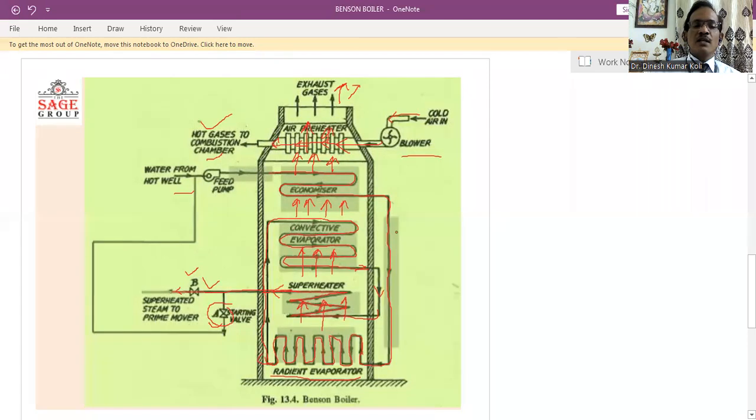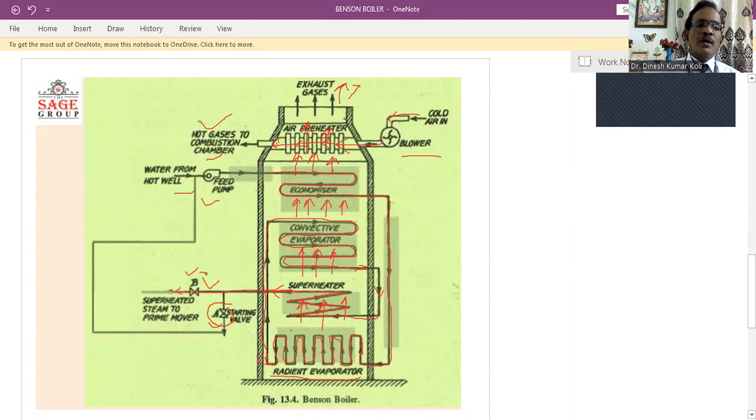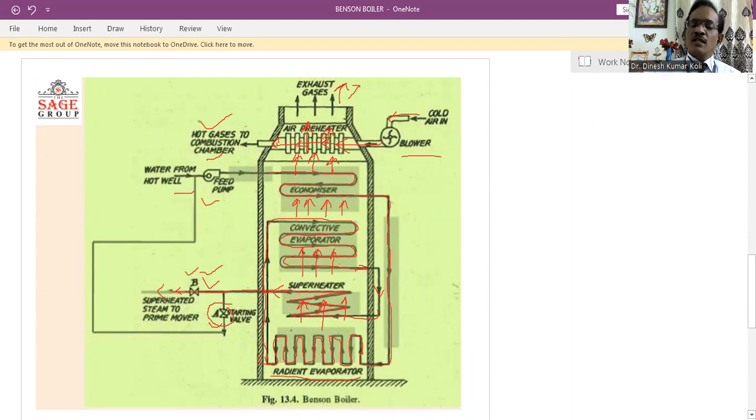Now here we can see there is no storage drum used. It is a once-through boiler. Feed water will enter here with the help of the feed pump, and this feed water will pass through different sections, and finally from valve B we are getting the superheated steam. So the water is entering the boiler and steam is leaving the boiler. There is no storage of the water or the steam here. So it is a once-through boiler, but high pressure is maintained here. This is also called a supercritical boiler.